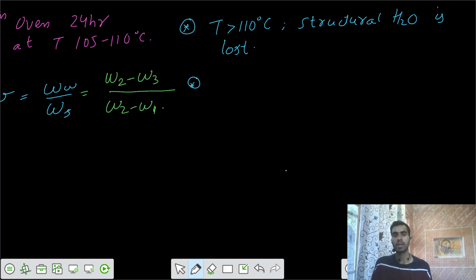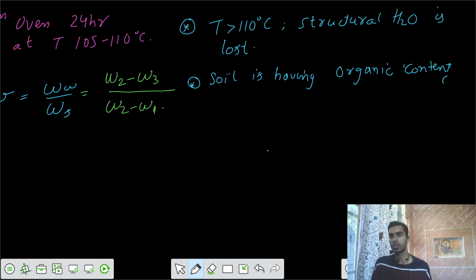And one more thing: if the soil has organic matter, organic content, some soils have organic content. Let's write organic content. In short, we can write organic matter. For those soils, that organic matter can get lost, and you would not get an accurate value then, because that organic matter is going to burn, that's going to oxidize. So finally your reading would be less.